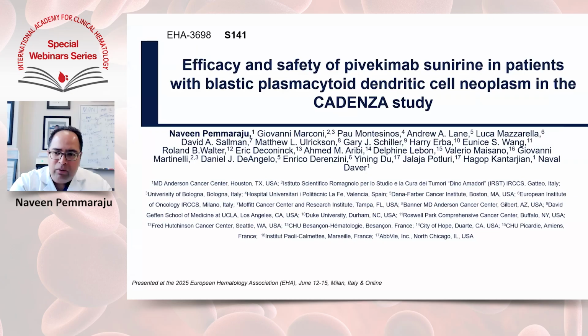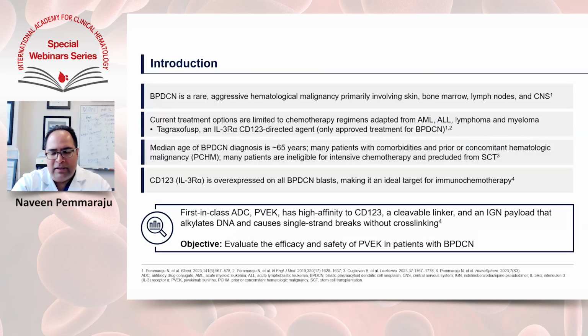And then finally, Bipin, I wanted to show my own group's results quickly. This is for BPDCN. This is our analysis of pivekimab, which is the first in class CD123 ADC, and kind of the second CD123 targeted agent after tagraxofusp, being tested in patients with BPDCN. This is called the Cadenza study.